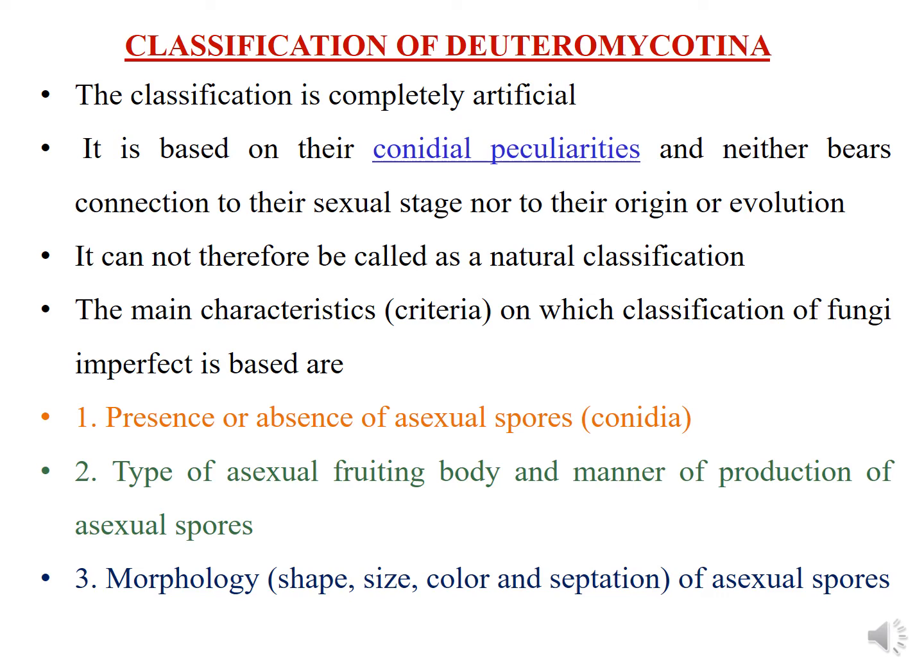And the main characters the researchers considered for classifying the Deuteromycotina are the presence or absence of asexual spores, that is conidia, the type of asexual fruiting body and the manner of production of asexual spores. There are different asexual fruiting bodies like pycnidium, acervulus, and I think I already covered these fruiting bodies in my previous lectures. If you could not find them, just write in the comment box so that I will make a separate video about these fruiting bodies.